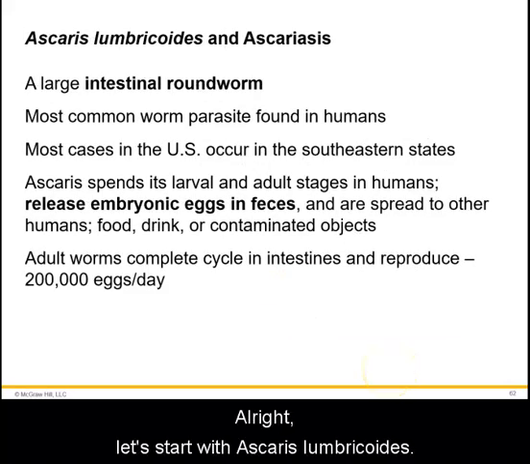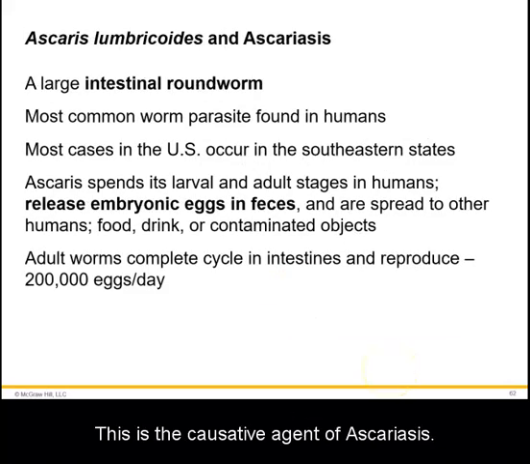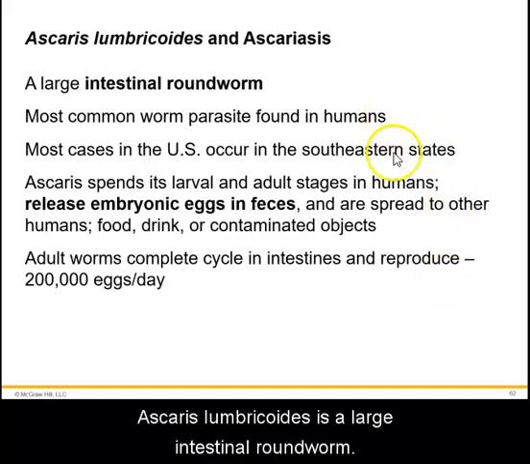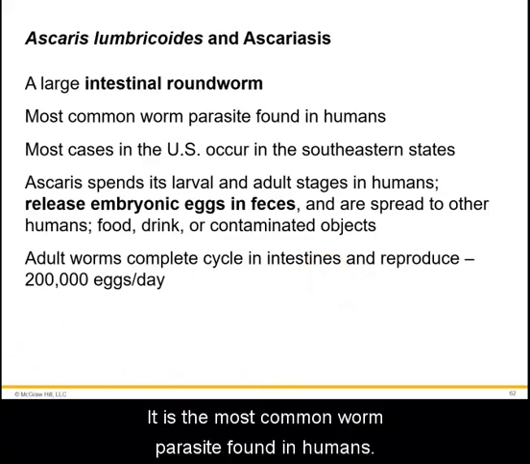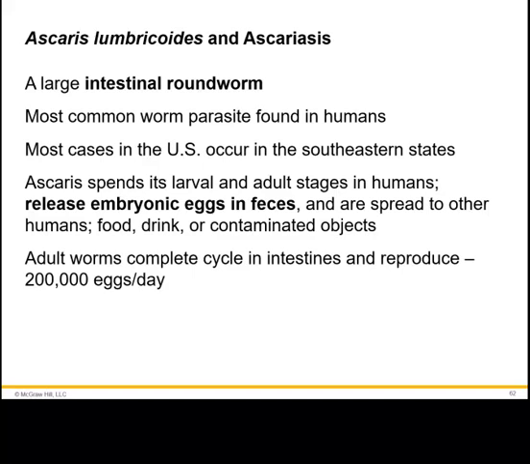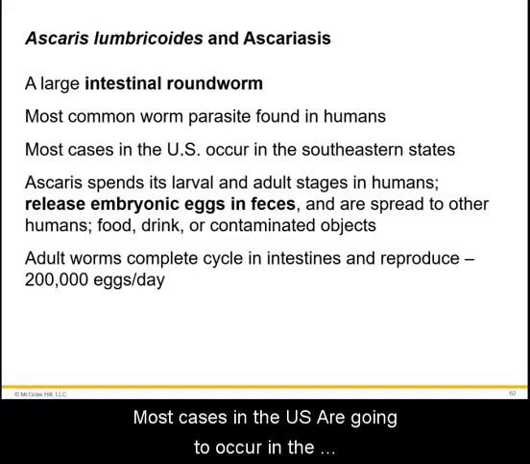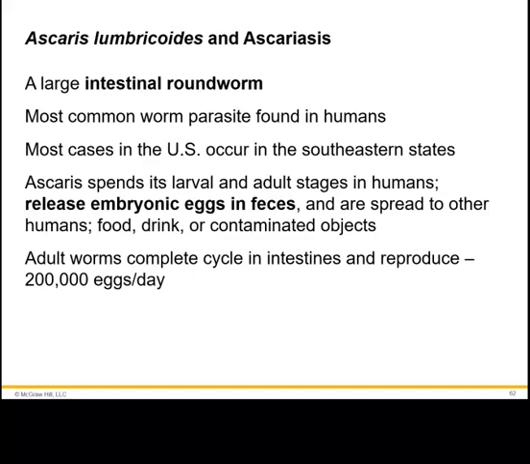All right, let's start with Ascaris lumbricoides. This is the causative agent of ascariasis. Ascaris lumbricoides is a large intestinal roundworm. It is the most common worm parasite found in humans. Most cases in the U.S. are going to occur in the southeastern states.